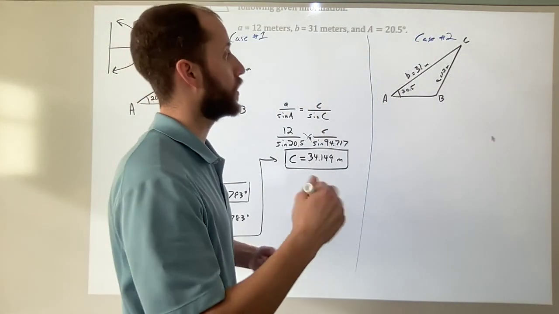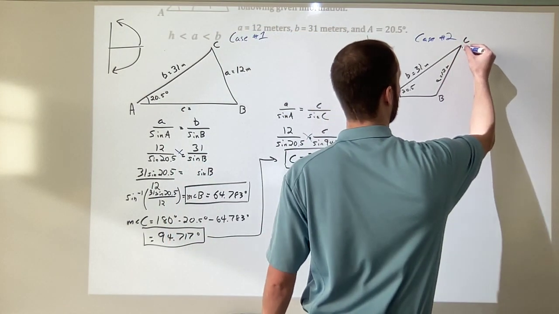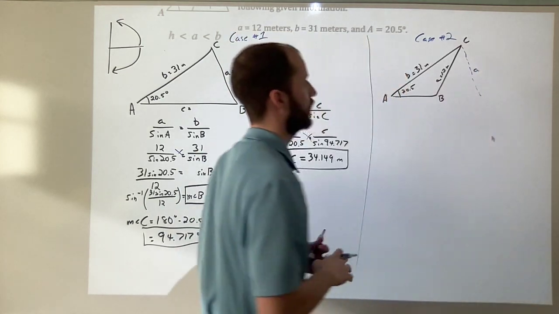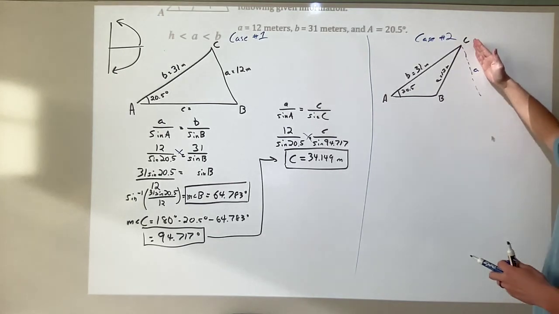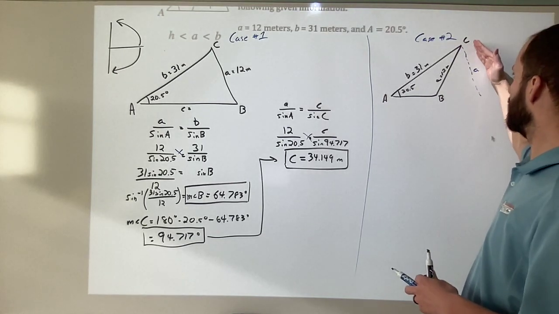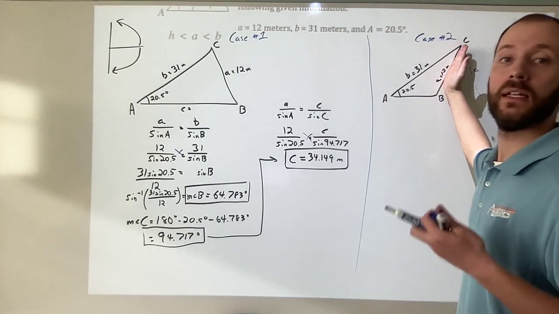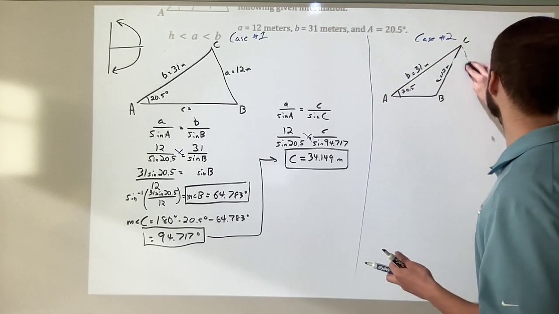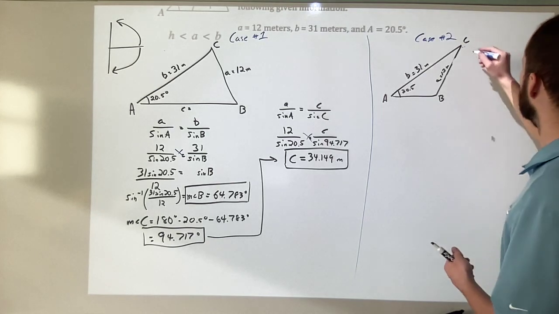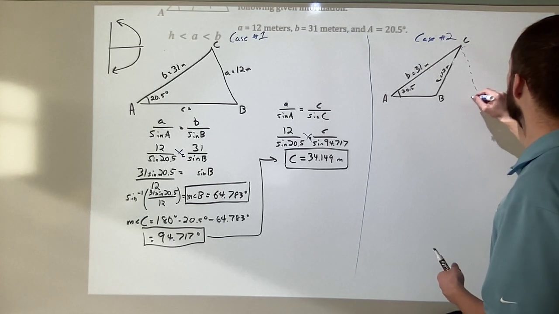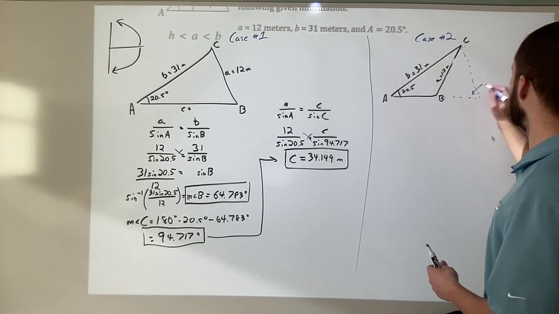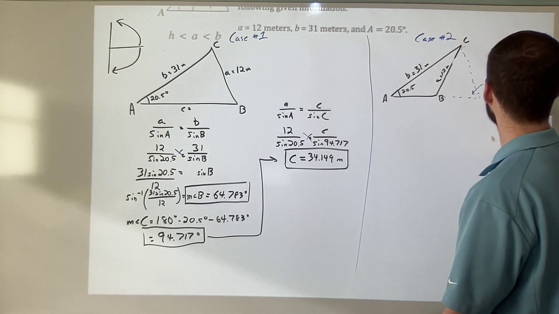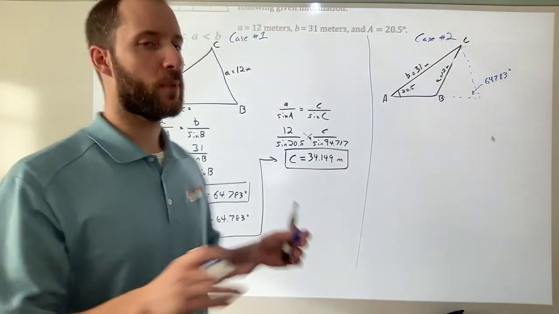So it's possible, what we had was this little a right here. If little a swings back and it swings to the left right there, now it's possible angle B is obtuse, not acute. Well, no, I still want that to help with our calculations. So this was about 64.783.